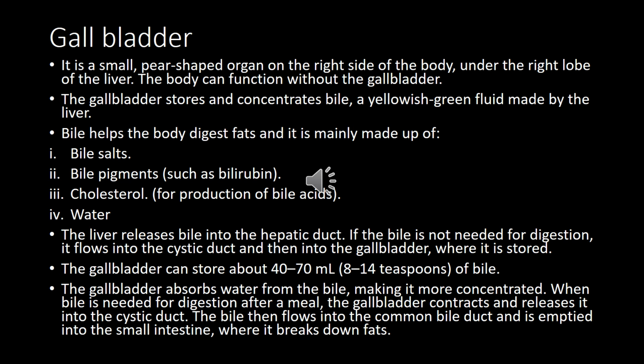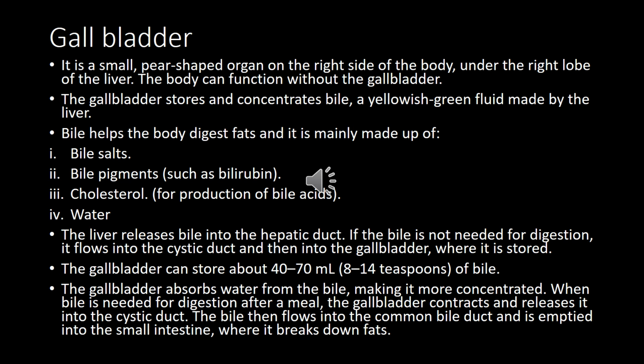The liver releases the bile into the hepatic duct. The hepatic duct is a duct which is actually coming from the liver. If the bile is not needed for digestion, it flows into the cystic duct and then into the gallbladder, where it is stored. As we have learned in the previous slide, if it's not actively taking part in the digestive activity, it's kept stored over there. The gallbladder can store about 40 to 70 ml, or 8 to 14 teaspoons of bile, until it is being used for the digestive activity.